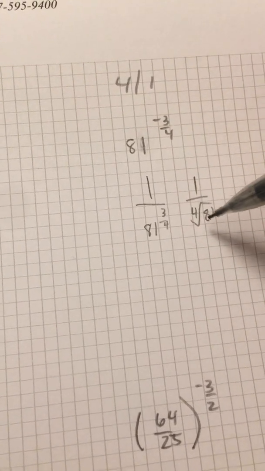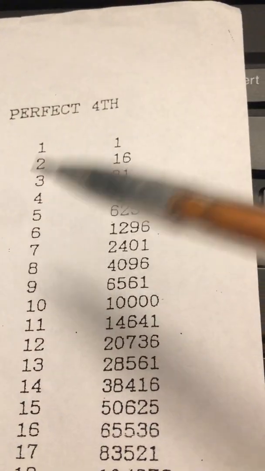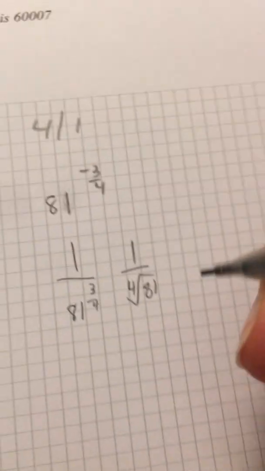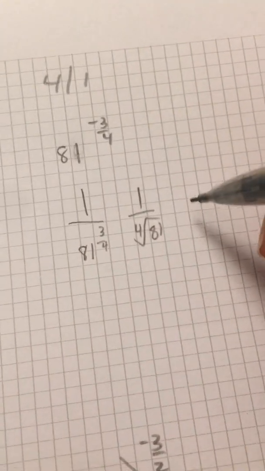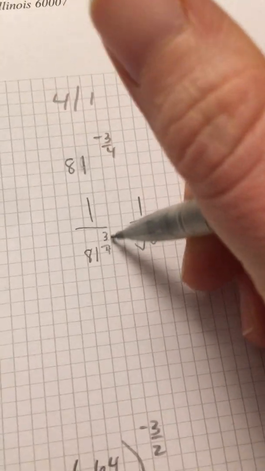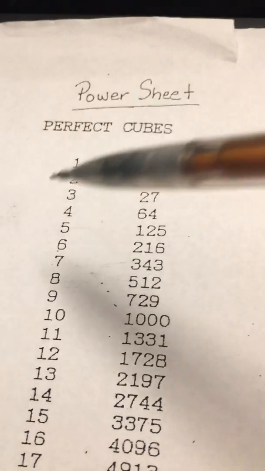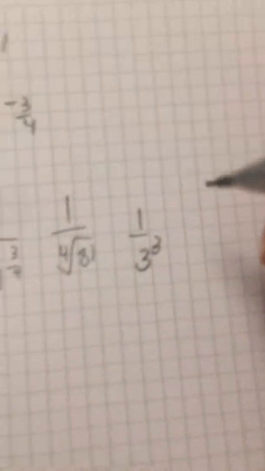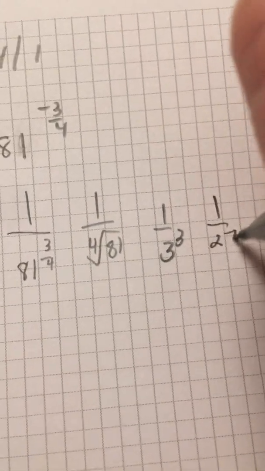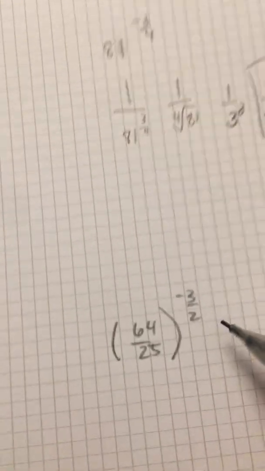But first, we're going to take the root. The 4th root of 81. Go to your perfect fourths. 81 across from it, 3. So I have 1 over 3, and now I need to cube that because I still have to do the top piece. 3 cubed. Go to my perfect cubes. 3 cubed, 27. 1 over 27. Final answer there.